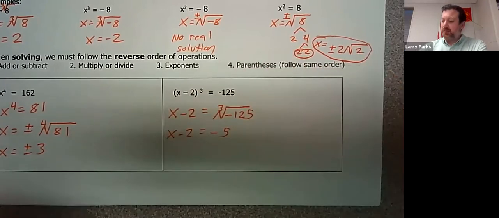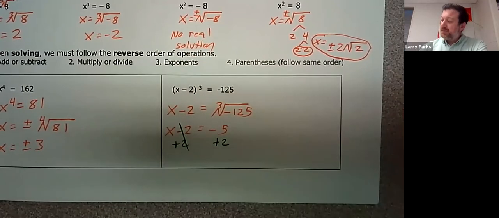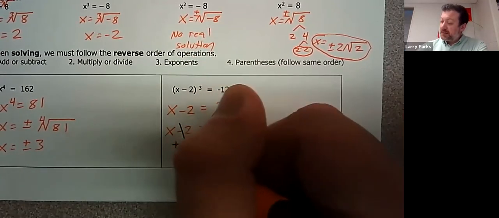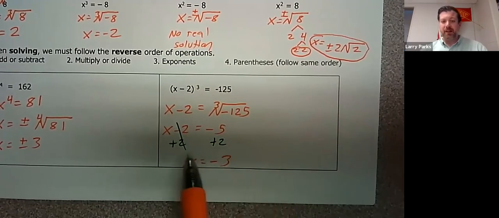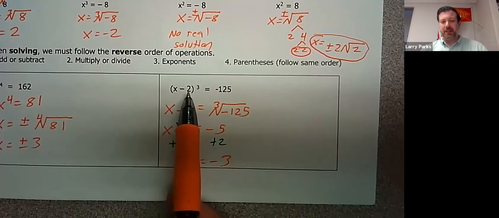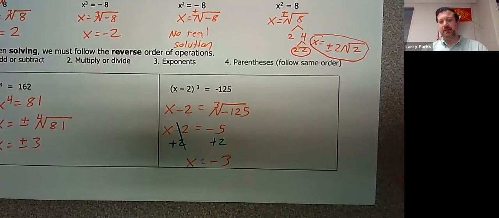I would then add 2 to both sides. And I get x equals negative 3. Okay. Negative 3 minus 2 is negative 5. Negative 5 to the third is negative 125. There we go.